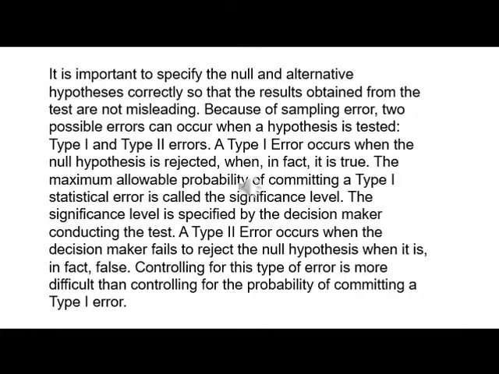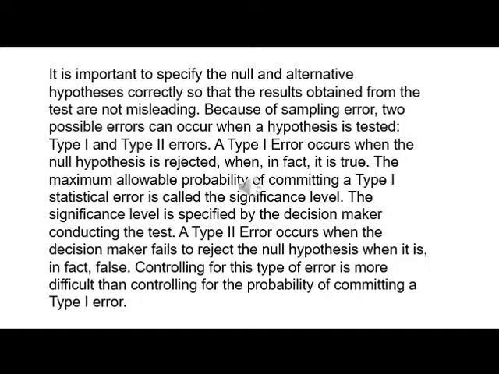It is important to specify the null and alternative hypotheses correctly so that the results obtained from the test are not misleading. Because of sampling error, two possible errors can occur when a hypothesis is tested: type I and type II errors. A type I error occurs when the null hypothesis is rejected when, in fact, it is true. The maximum allowable probability of committing a type I statistical error is called the significance level. The significance level is specified by the decision maker conducting the test.